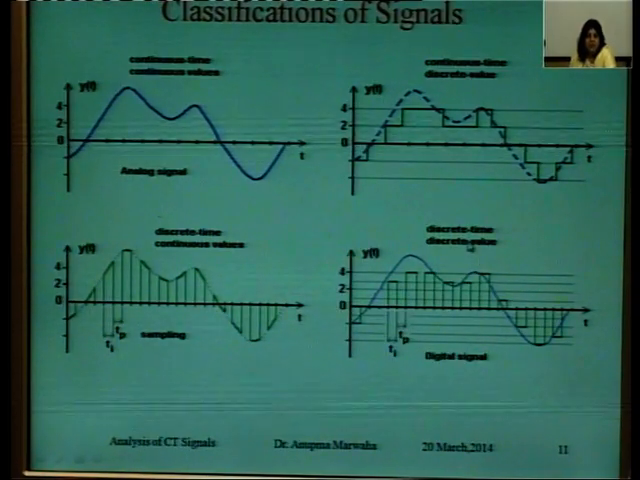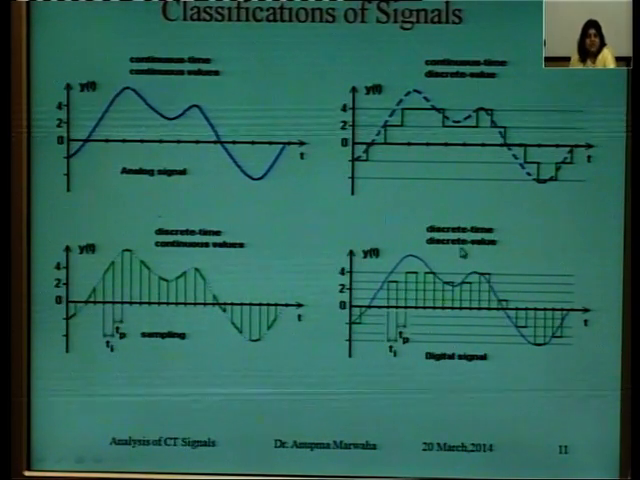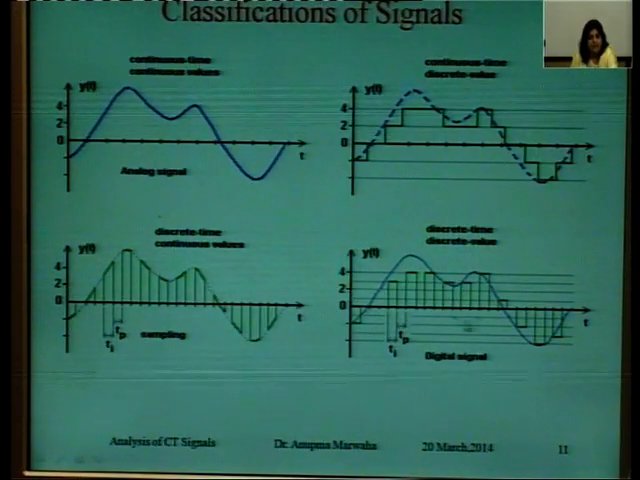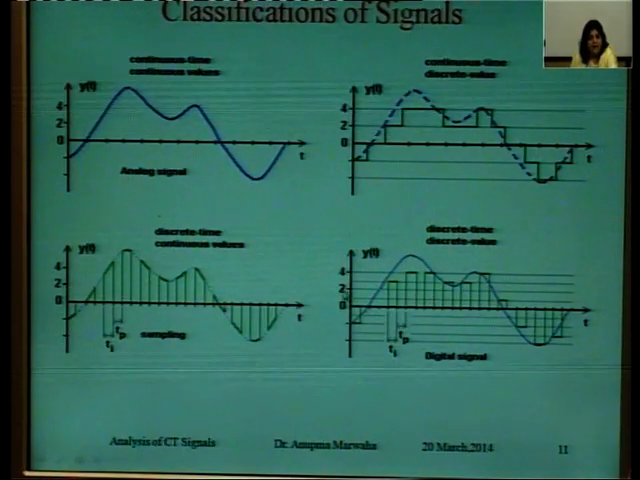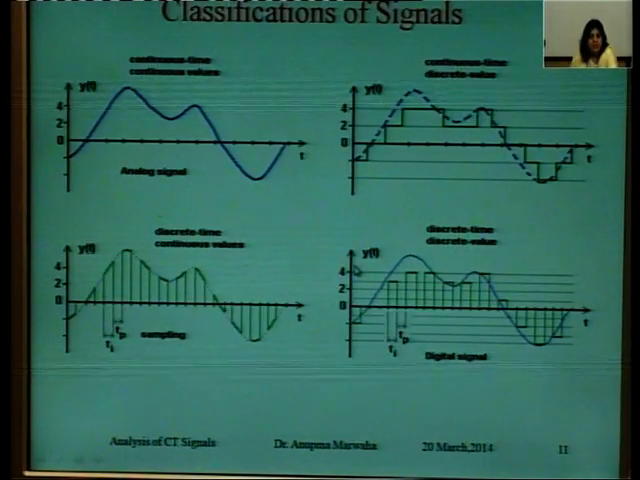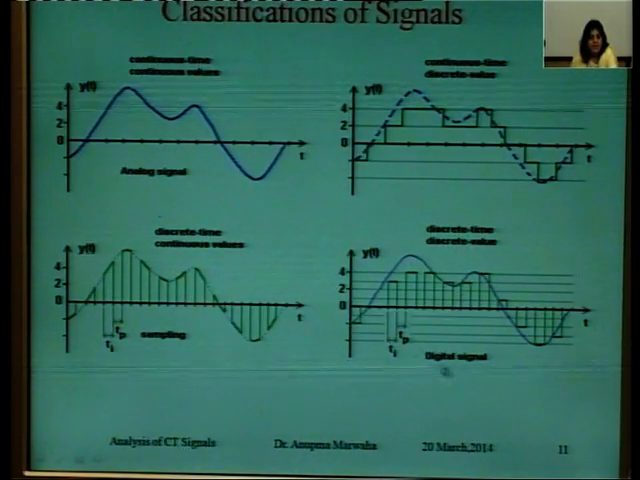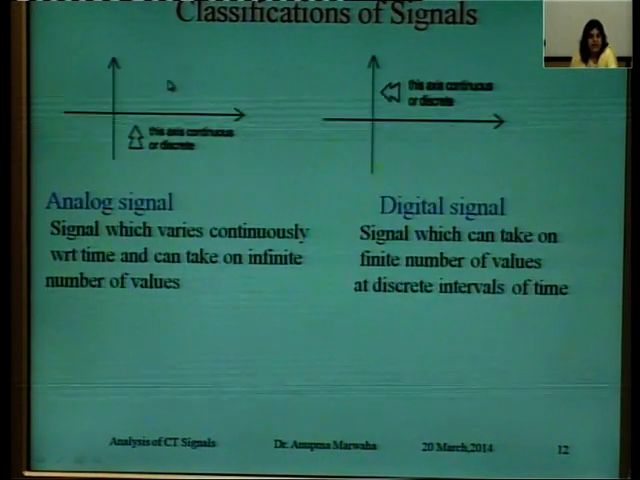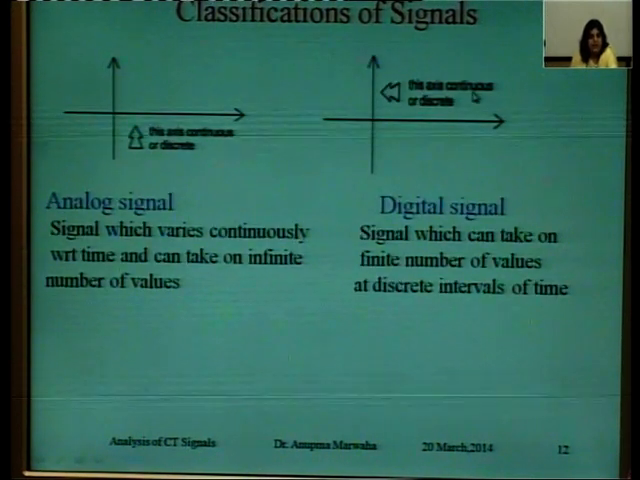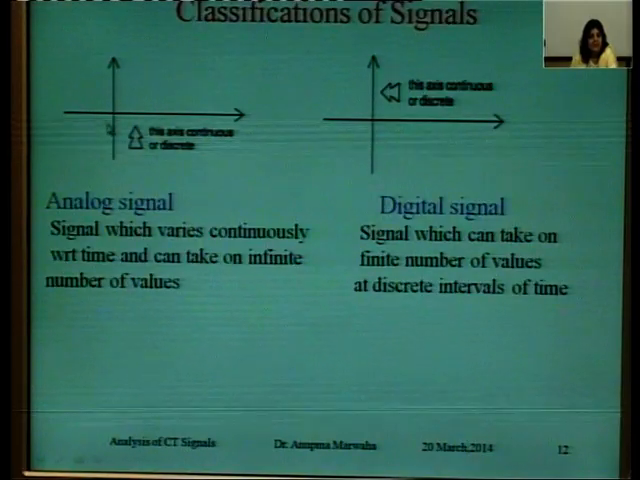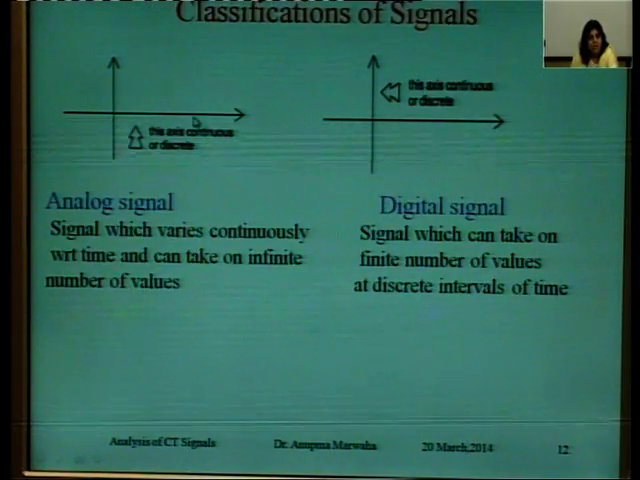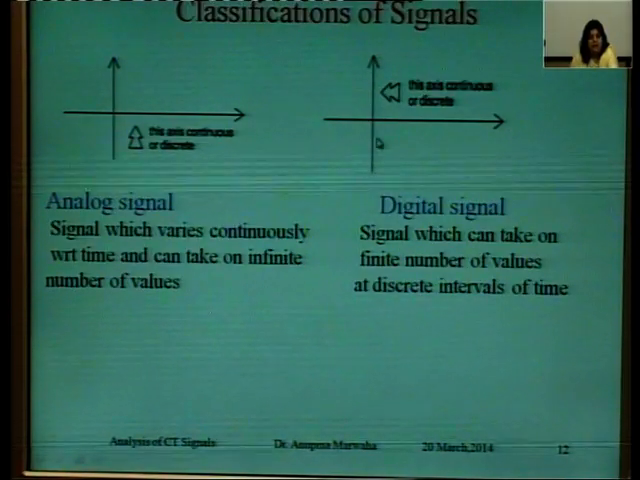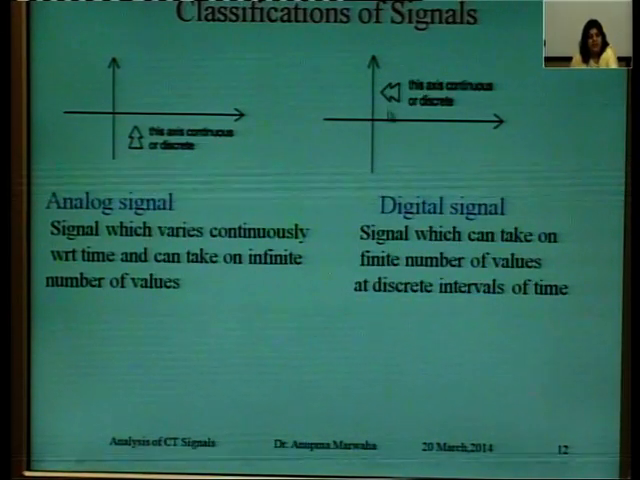The last combination can be discrete time and discrete valued signal, that is, if the signal is available at discrete intervals of time and it can take on only a discrete number of values. So, this signal is basically a digital signal. So, if we want to classify the analog signal and digital signal, then we have to see whether the signal is continuous or discrete on the x axis and whether it is continuous or discrete on the y axis.